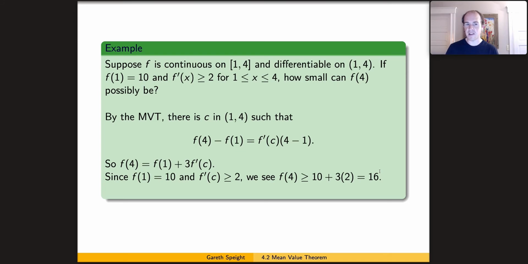And actually, it can be that small. For instance, we could pick a function which is just a linear function or a constant, and you could realize the 16. So this is the smallest possible. Notice, again, it has the same giveaways: it's continuous on the closed interval, it's differentiable in the open interval, and we know something about the derivative for every value of x. Maybe it's a good idea to use the mean value theorem. So we did that.